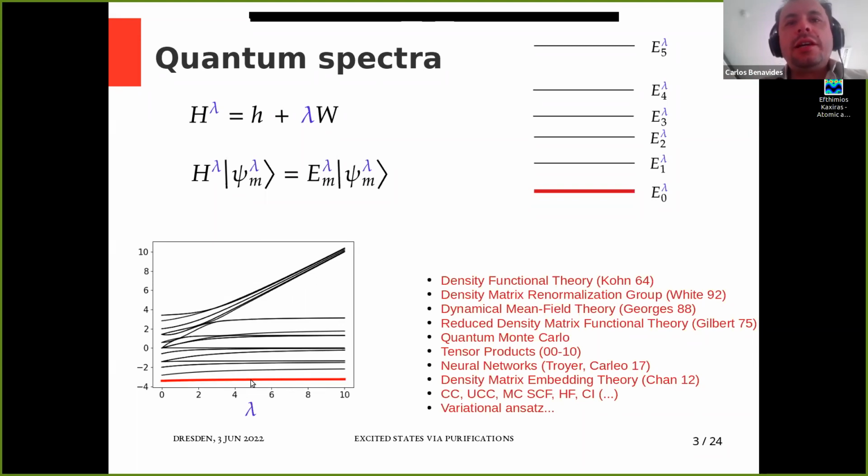And for this ground state energy, we have a plethora of methods. I'm going to mention just a few, but this list is totally incomplete.